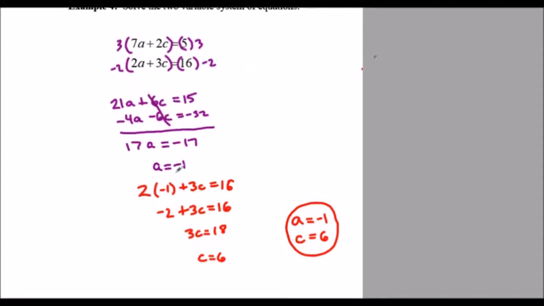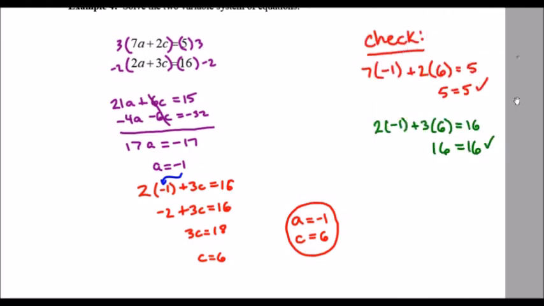They add to 0, A is -1, sub in your A value here, work out for C. I'm going to express it this way because we don't have a clear which one's first in an ordered pair. All right? And finally, your check. They do indeed check out.